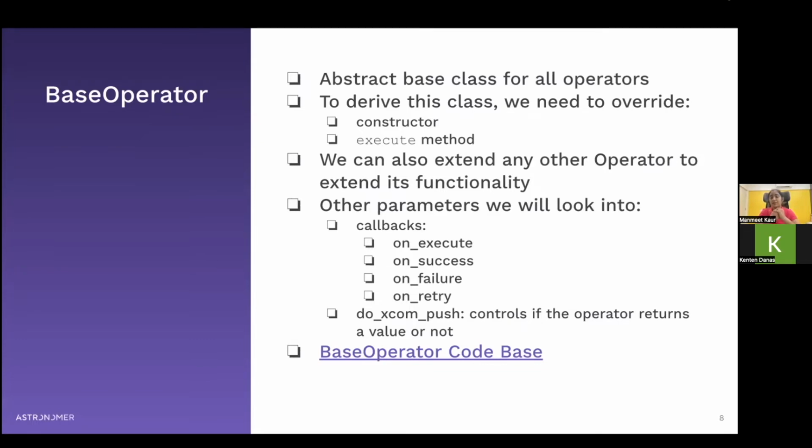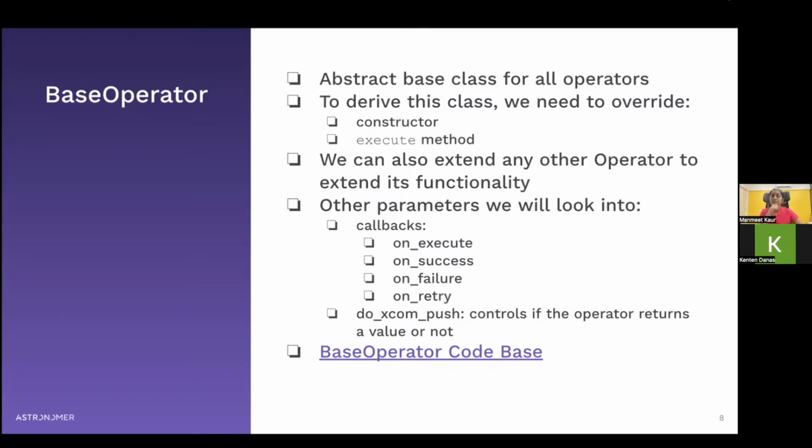Another thing is, you can extend a base operator, which itself does not do anything, but you can also extend any existing operator to extend its functionality. So we'll take an example of both these cases, where we implement a base operator and create a derived class from it, and also extend an existing operator to extend its functionality, right? And in the further slides, we are also going to look at callbacks and how callbacks work, and about the task state diagram.